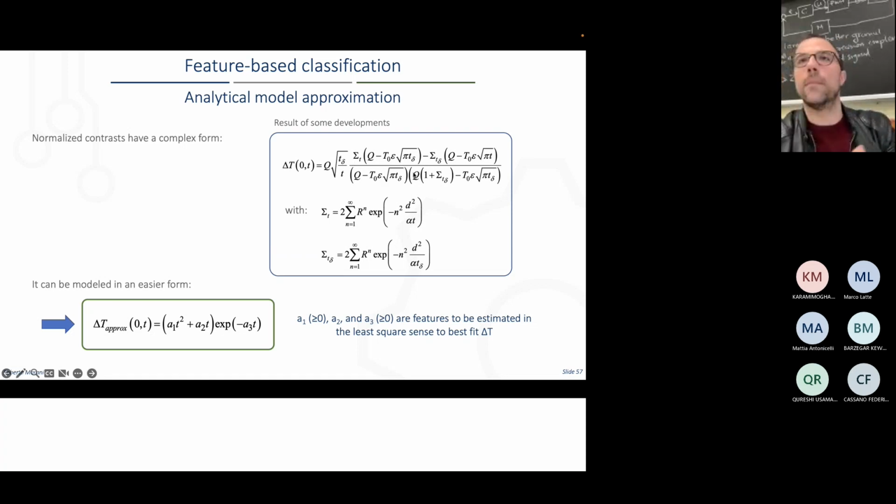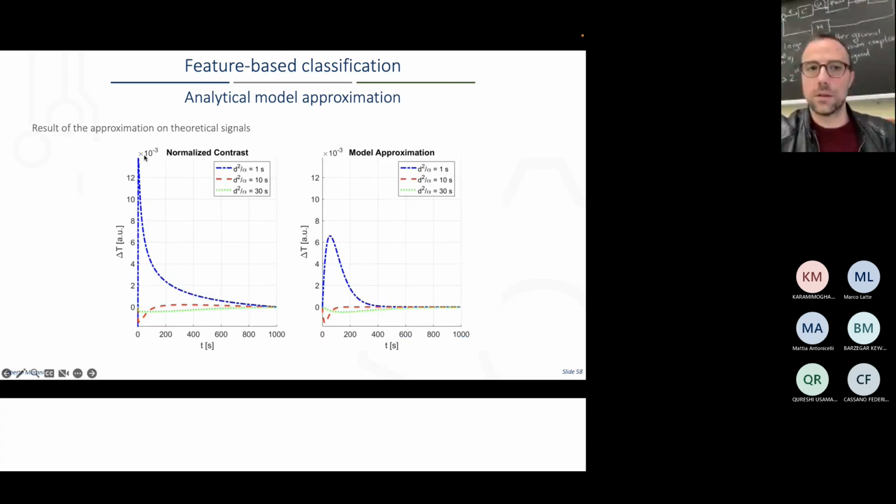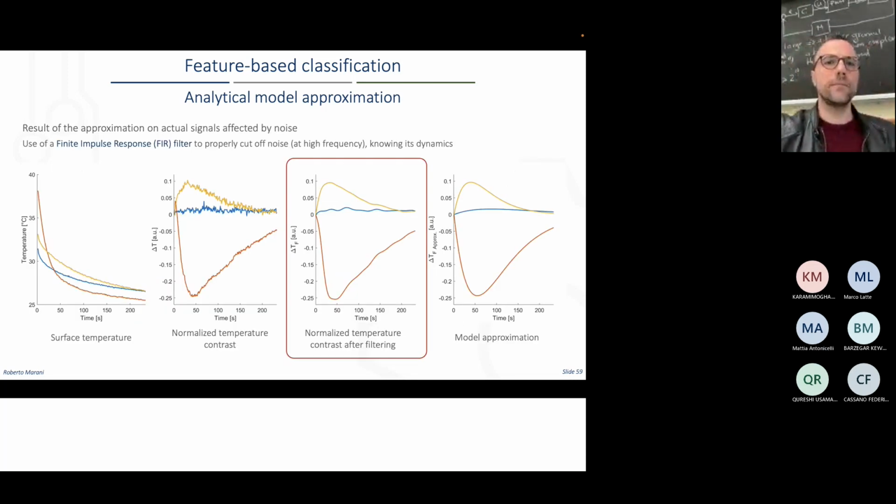Well, not actually this guy, but on your actual surface temperature, okay? In theory, this was the normalized contrast on the left from the theory, and this is the model approximation using specific parameters of A1, A2, and A3. These three terms are our features, three features, to represent the whole profile of the temperature contrast in this case. Now, these are temperature decays, temperature contrast from actual points taken from our specimen.